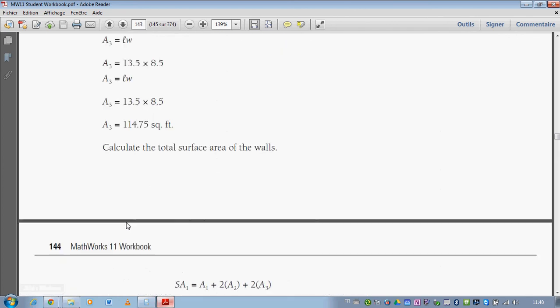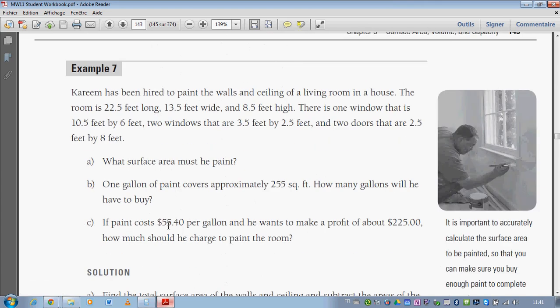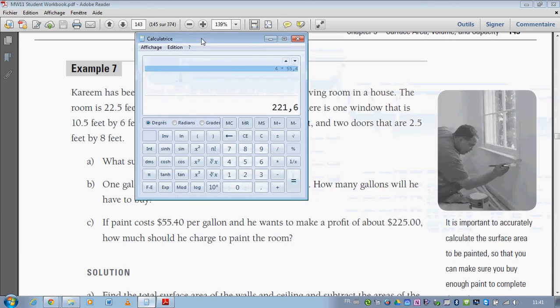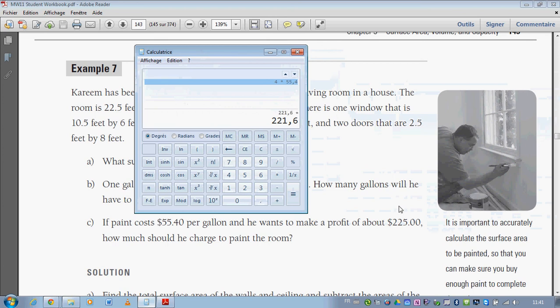And then finally they tell you that if the paint costs $55.40 per gallon and he wants to make a profit of that much, how much should he charge? So we know that he has to buy 4 gallons. So I'm just going to clear this history. If he has to buy 4 gallons and each individual gallon costs $55.40, that means that the amount of money those 4 gallons would cost is $221.60. But he also wants to make a profit of $225.